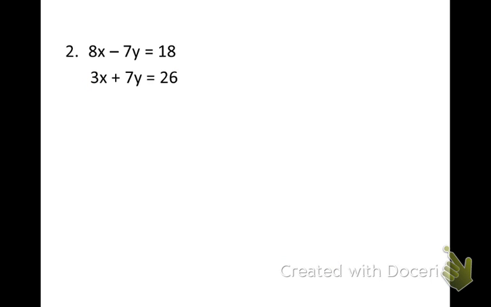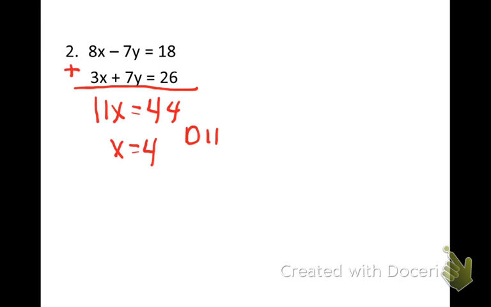Next problem, again, if we look at it, we do notice, I hope, that the 7y's are the same. The coefficients of 7 are opposites, actually. So that means that I could add the two together. 8x plus 3x would be 11x. Negative 7y plus positive 7y would be 0. So adding over here, I'm going to get 44. Divide by 11, x equals 4.